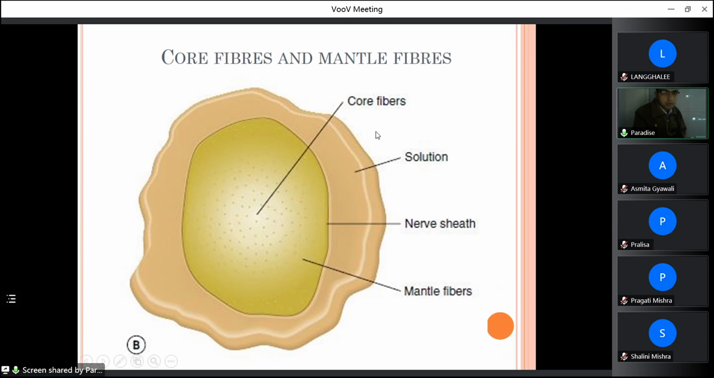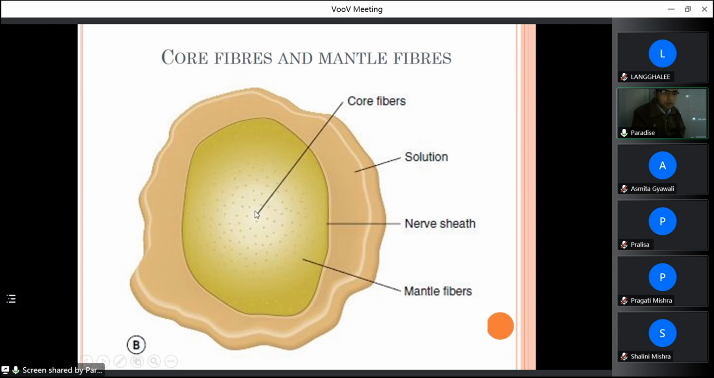So what happens whenever you deposit the local anesthesia? We deposit local anesthesia around the nerve fiber, right? So when you deposit the local anesthesia near the nerve fiber, what will happen? The nerves present in the peripheral region, the mantle fibers, will get a sufficient amount of local anesthetic solution, and they will be anesthetized. The local anesthesia can block the voltage-gated sodium channel, and it blocks the conduction of impulse from the peripheral nerve to the central nervous system.